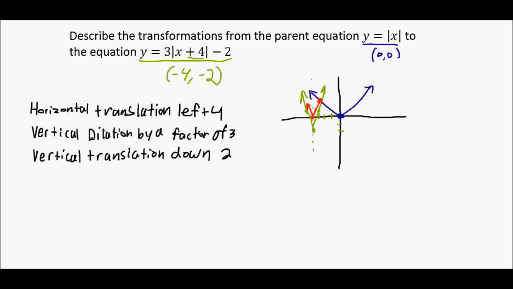Okay, and you have completely described it. If you follow this recipe, you take this blue equation graph, shift it to the left 4, stretch it vertically by a factor of 3, and then shift it down 2, you will obtain this equation, which is what the question originally asked you to do. So this is your answer.